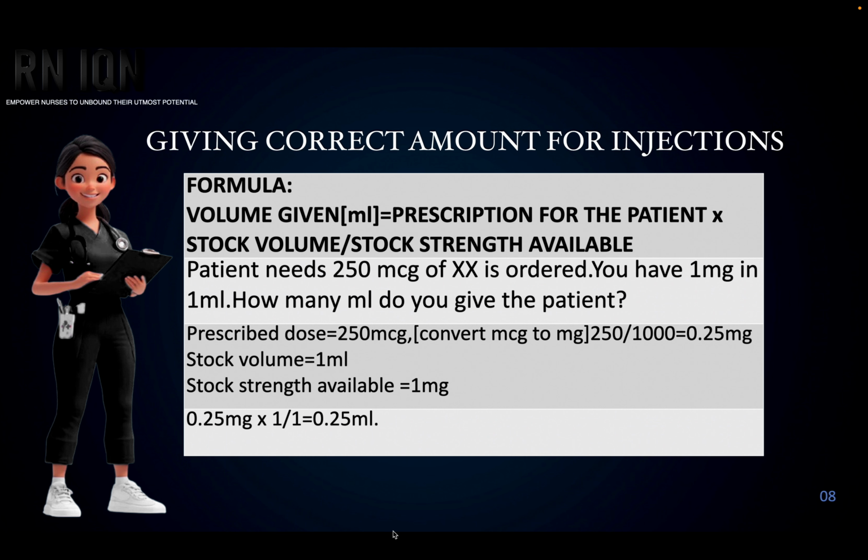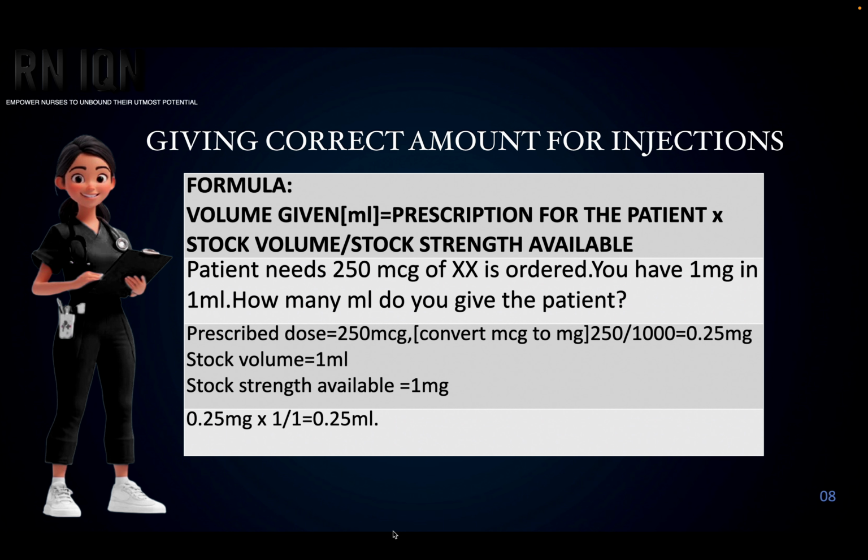Here, please remember, if the unit of the prescribed medication is different from the available stock unit, you must first convert the prescribed unit to match the stock unit. For example, if the prescribed dose is 250 microgram and the stock strength is 1 milligram, you have to convert microgram to milligram. Just apply the metric conversion rule by dividing by 1000, which gives 0.25 milligram. Then only you have to apply the formula accordingly. Follow the formula.